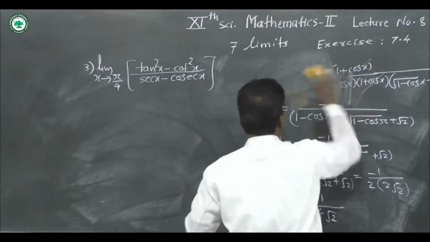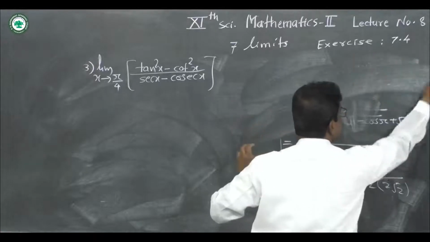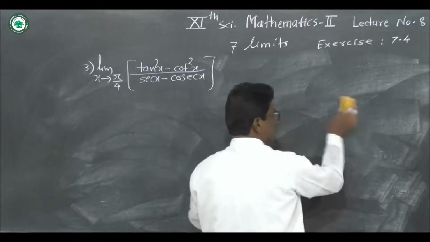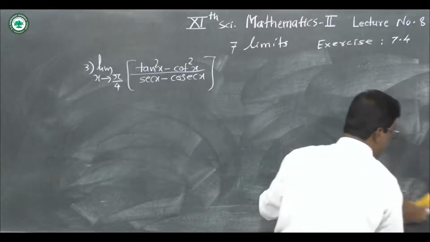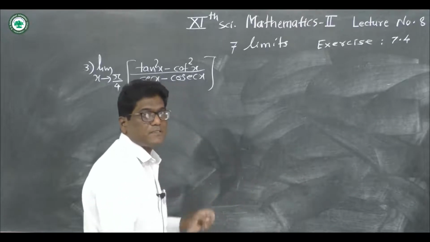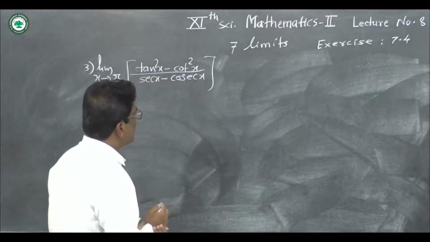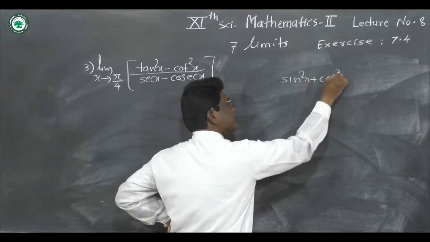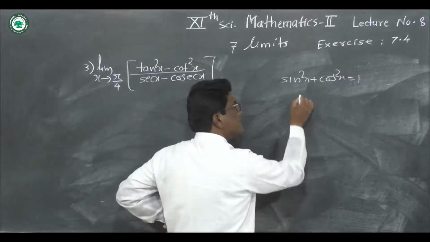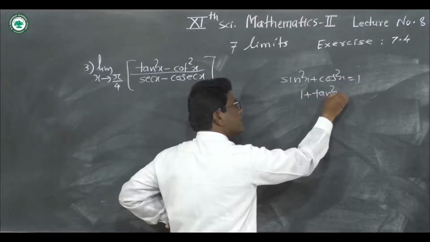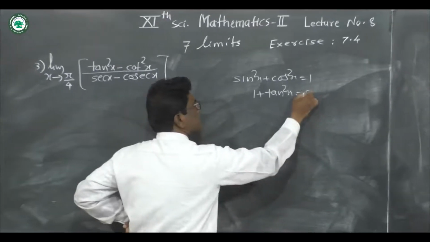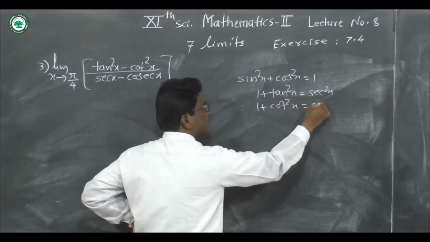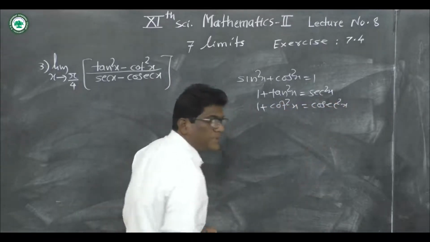Now here in the denominator there is sec x minus cosec x, but in the numerator tan square x minus cot square x. So we use the fundamental identities which we learned in the first paper. Which are those fundamental identities? First one is sin square x plus cos square x is equal to 1. Second one is 1 plus tan square x is equal to sec square x, and third one is 1 plus cot square x is equal to cosec square x. These are the fundamental identities.